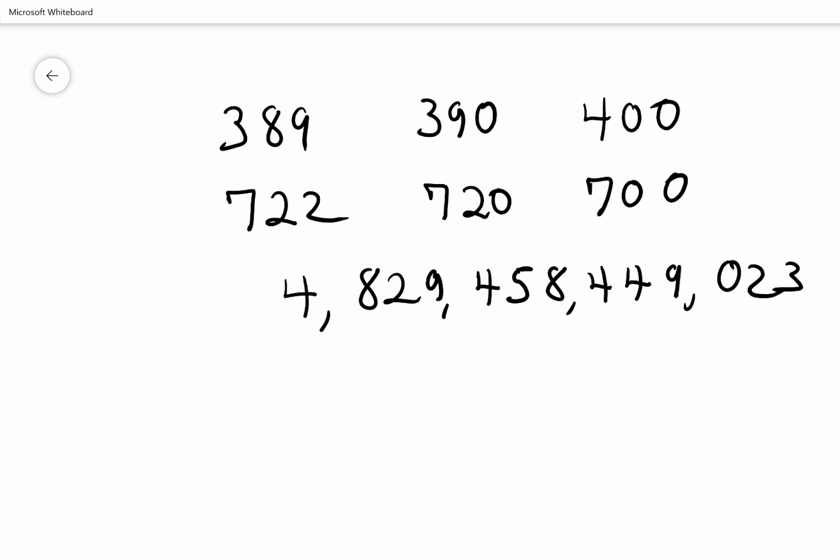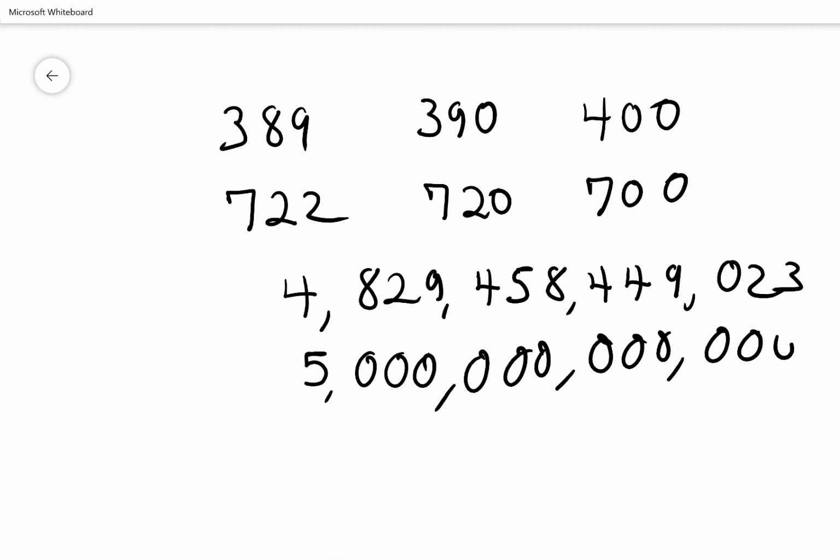So let's say we took this number, which is 4,829,458,449,023, and we wanted to round it to something. If we wanted to round it to the nearest trillion, that would be 5 trillion. So how do we do that? How did we get to there?